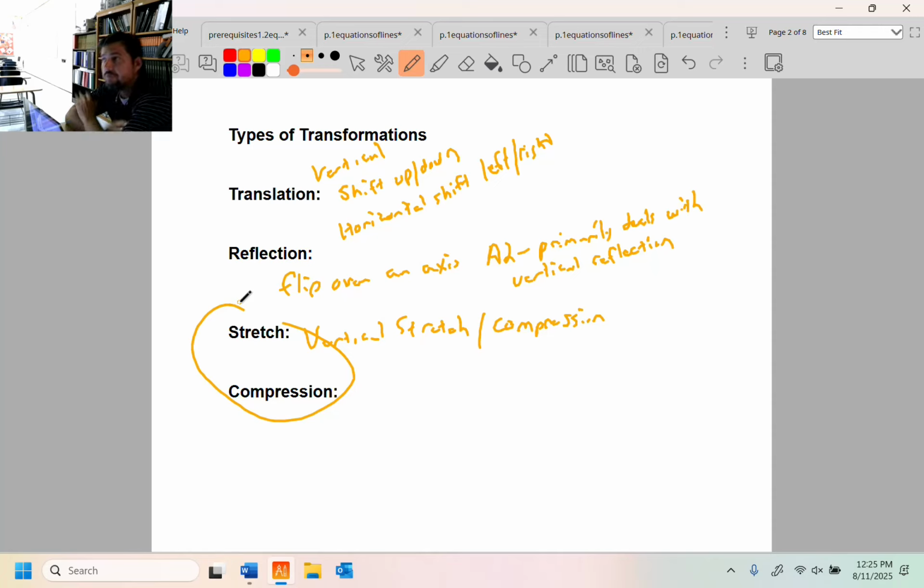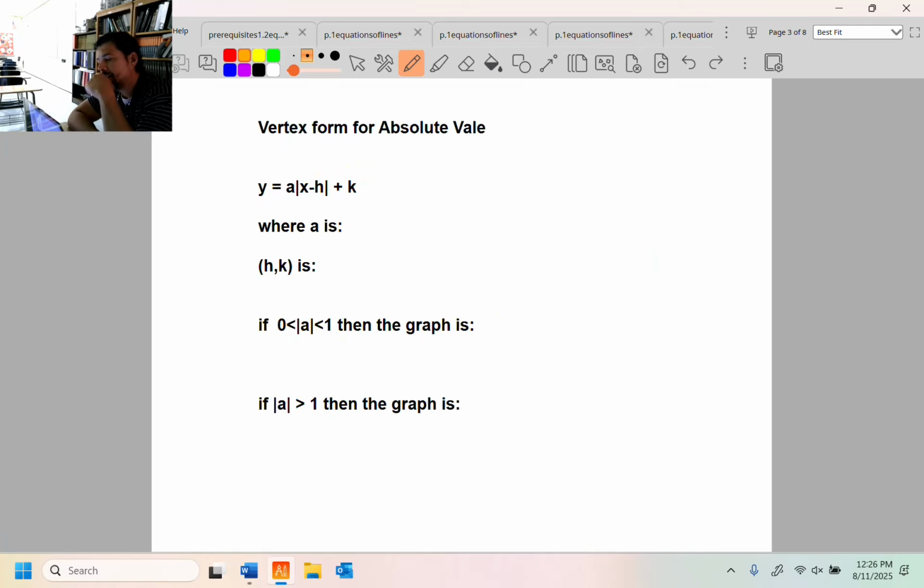Now, a stretch is when you grab a graph and you pull on it and make it taller. A compression is when you push it down and make it wider. Anywho, those are your types of transformations.